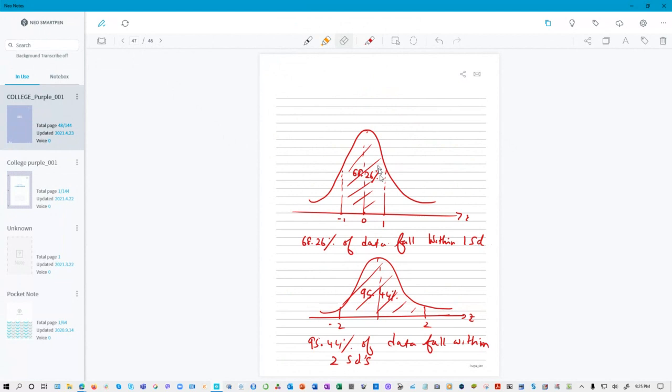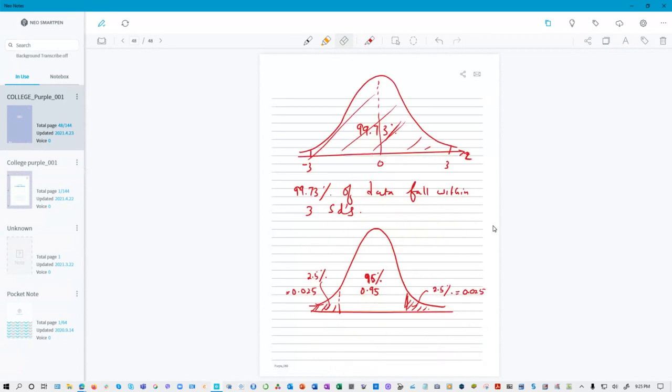68.26 means that this is the area under the curve, or the probability, or the proportion. Proportion, probability, chance, area, same thing. How much? 68 means 68% of data. If you have 100 data points and they can be fitted into a bell-shaped distribution, 68 data points are going to be within -1 to 1, when converted into Z-score.